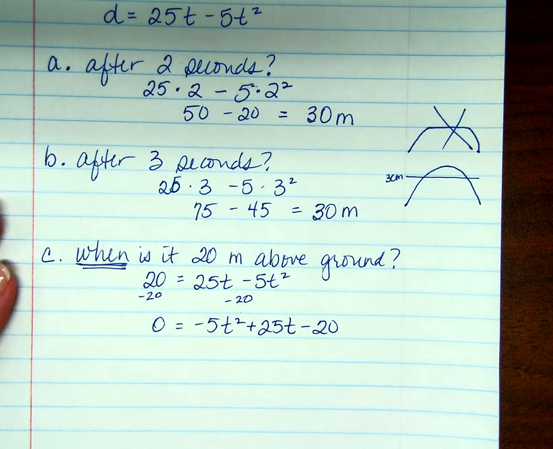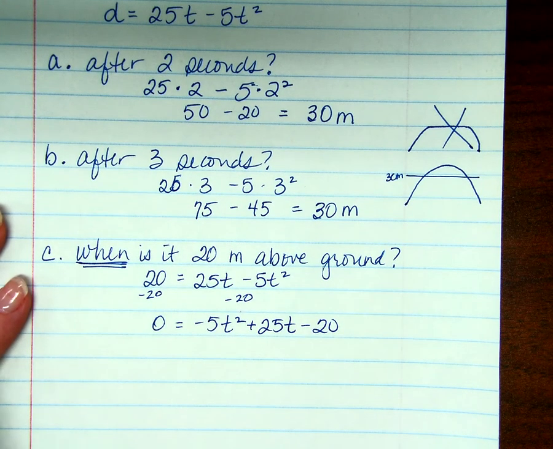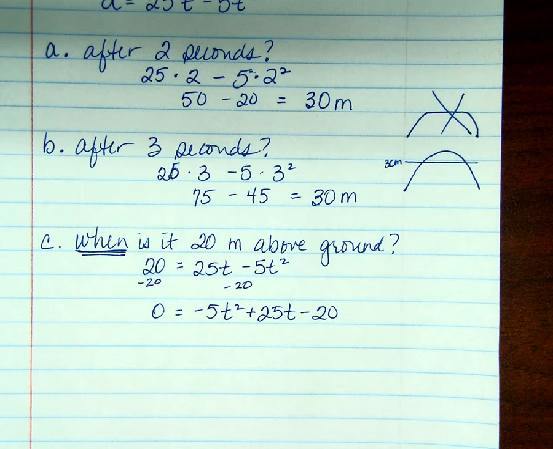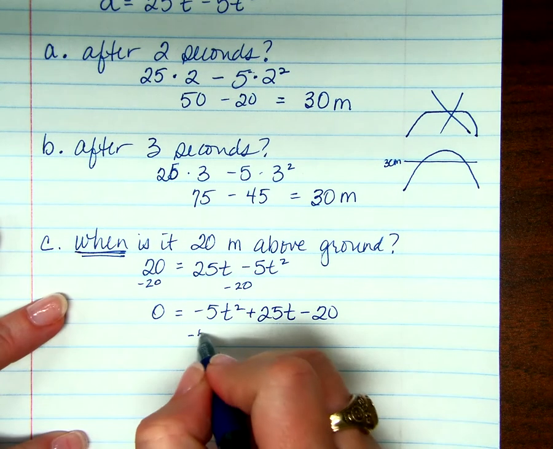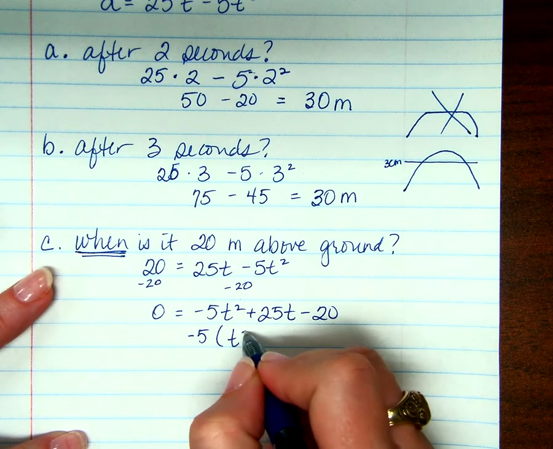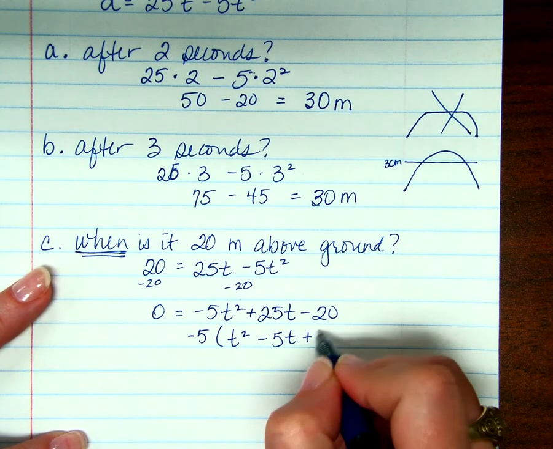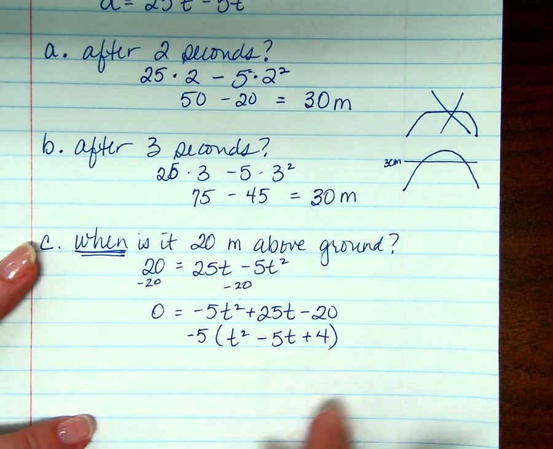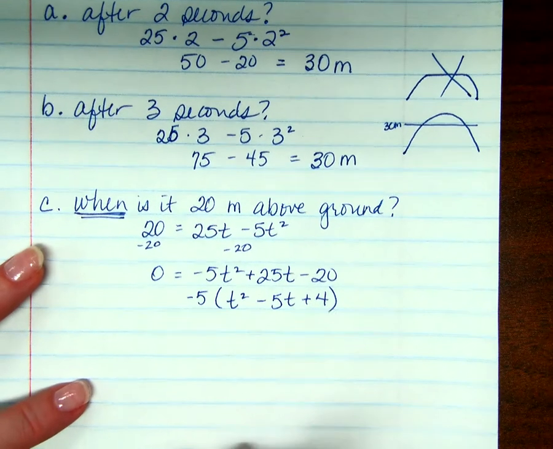Is that the only way I could do it? No, I could move everything to the left-hand side. I just chose to subtract 20. Now, this worksheet is called Problem Solving with Quadratic Functions. We sang the quadratic formula so we'd remember it. Does that mean that's what I have to use to solve this? No, absolutely not. In fact, if I factor out a negative 5, I'm left with t squared minus 5t plus 4. Guys, can't I factor that? Wouldn't that be a whole lot easier than the quadratic formula?